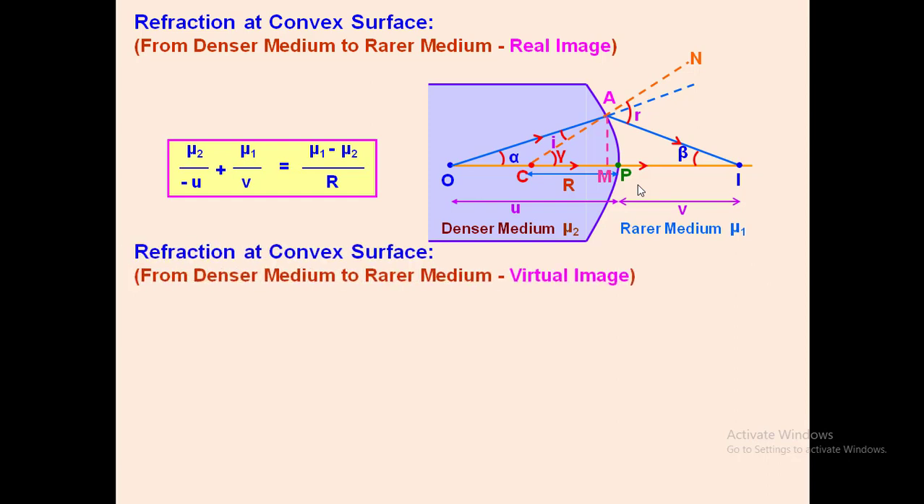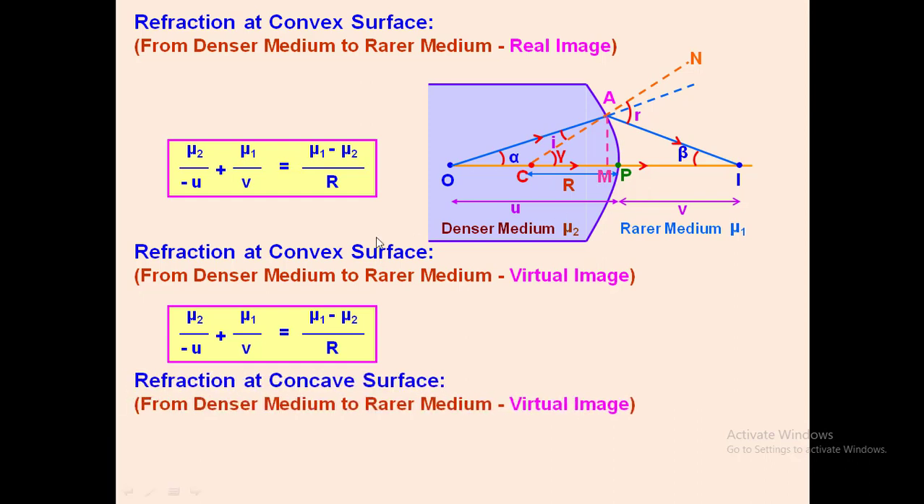Refraction at convex surface. Now we are going to have a virtual image, again from denser to rarer medium. How will the image be? The condition is again the same: mu2 by minus u plus mu1 by v is equal to (mu1 minus mu2) by r. Now refraction at concave surface from denser to rarer medium forming virtual image. The condition is mu2 by minus u plus mu1 by v equal to (mu1 minus mu2) by r. So all the conditions are similar, but you have to follow the procedure.